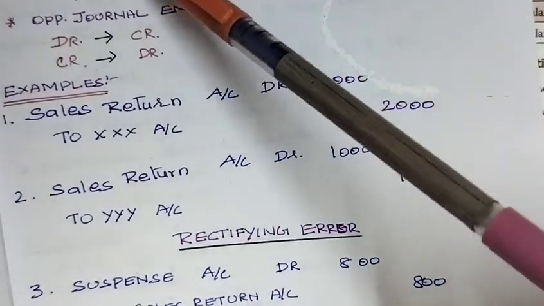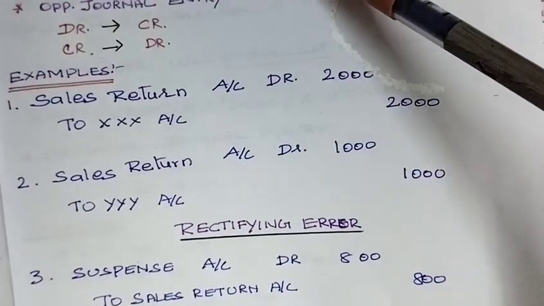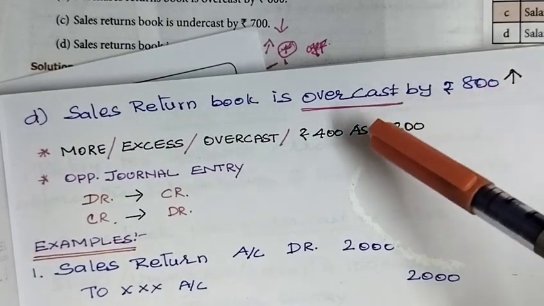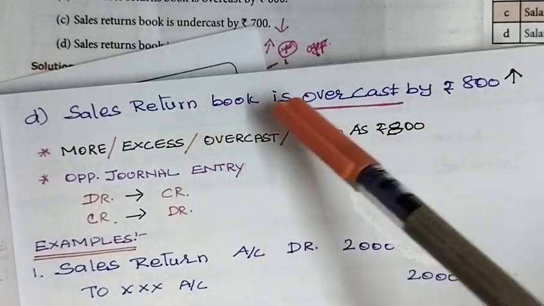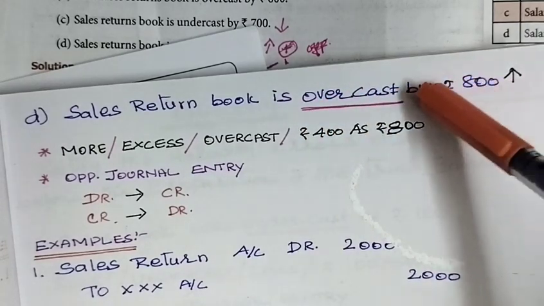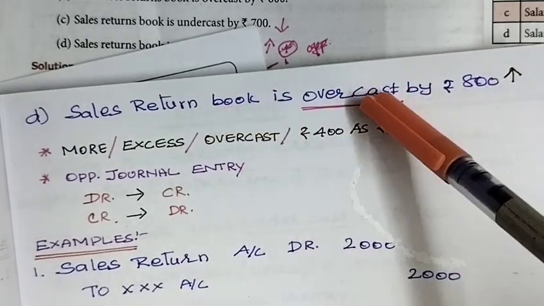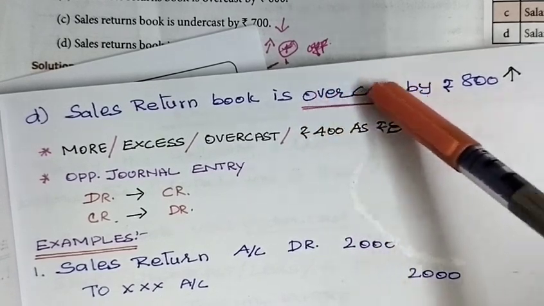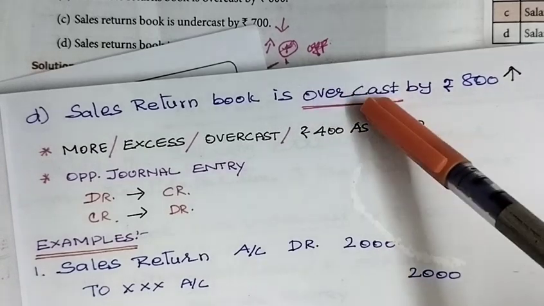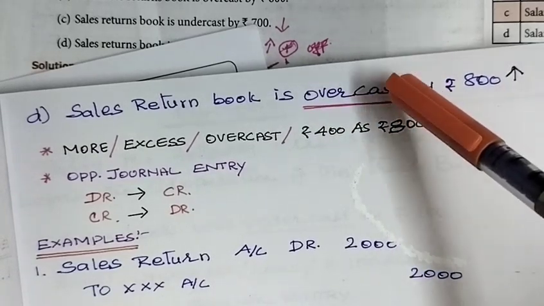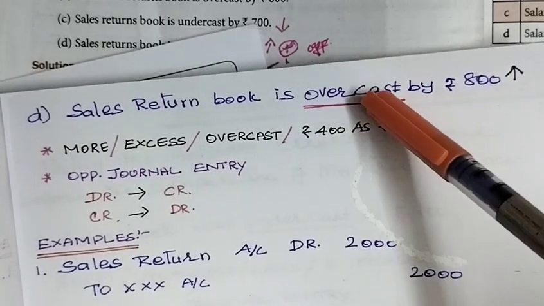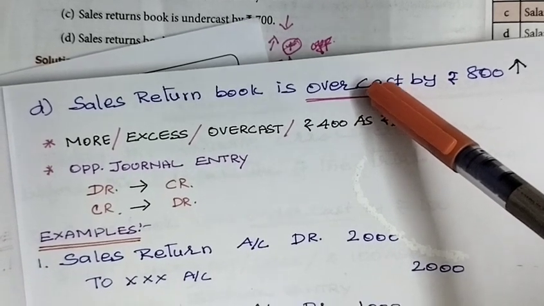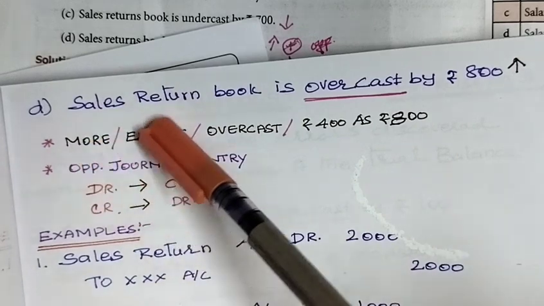But what does this transaction tell us? This transaction tells us the sales return account is overcast by 800 rupees. So the sales return account has increased by 800 rupees. Overcost means you have to rectify this error. This is the error of costing. To rectify this error, you have to follow the opposite journal entry. What is the opposite journal entry for the sales return account?